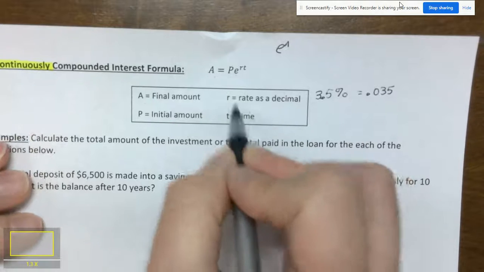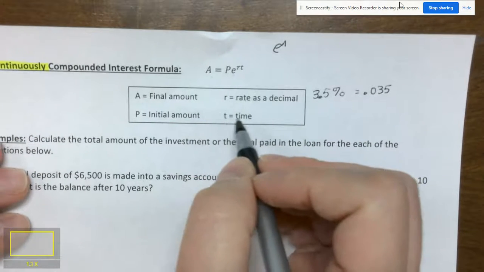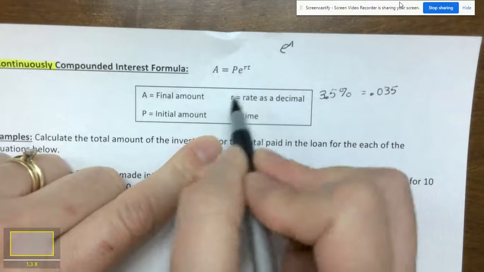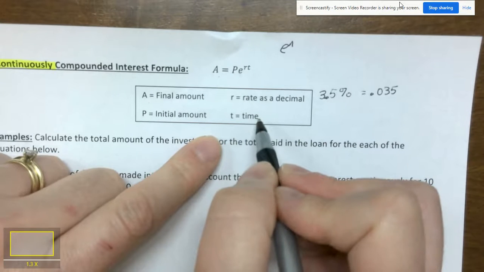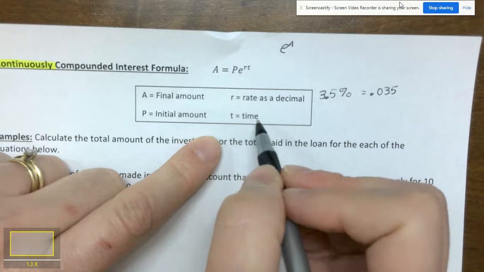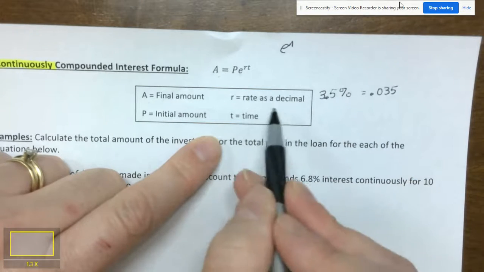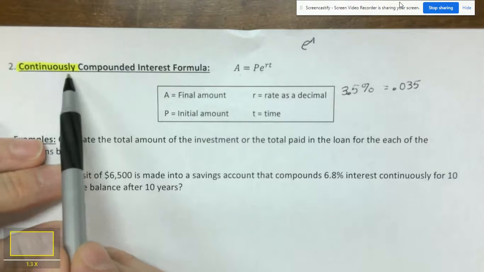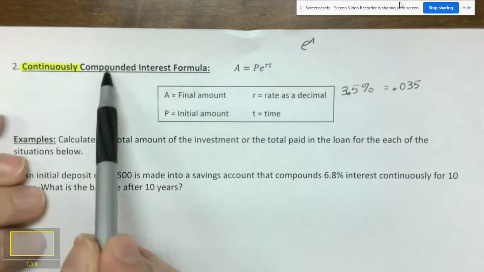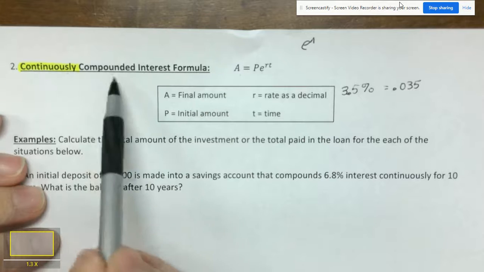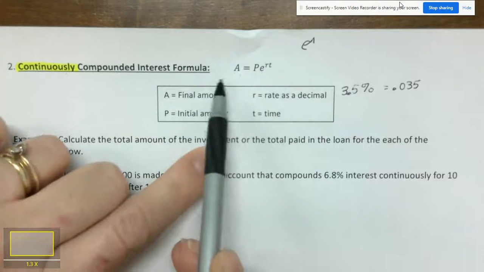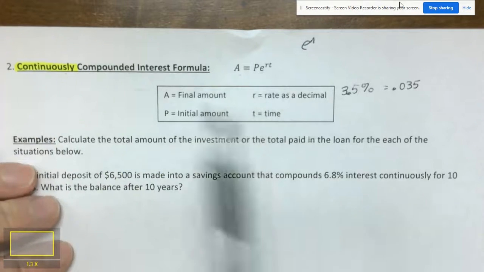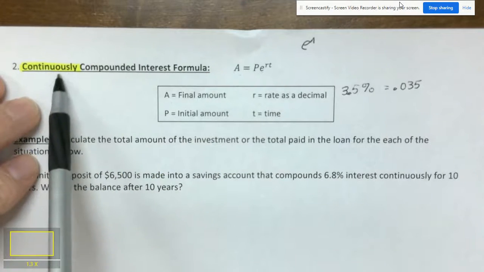Now, if you're comparing this with the compounded interest formula that we learned earlier, you'll notice that there is no N in this one. The N was where it was compounded annually or compounded semi-annually. The reason we don't have the N here is because this one is compounded continuously. So anytime you see compounded continuously in a word problem, you're going to use this formula instead of the other formula that we learned, okay? So again, this is your clue right here. This is your key word.